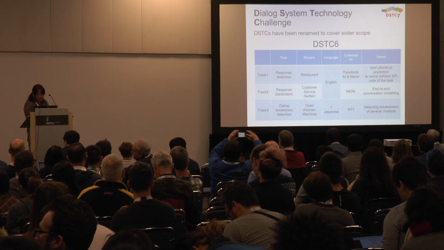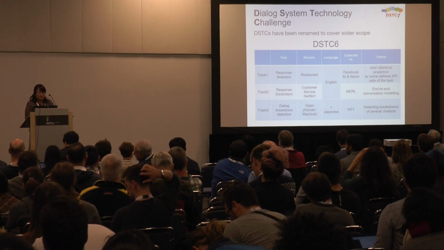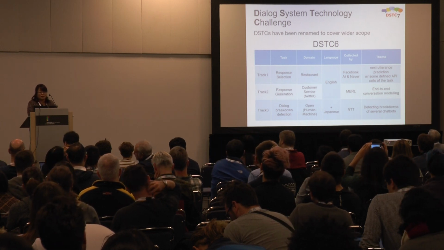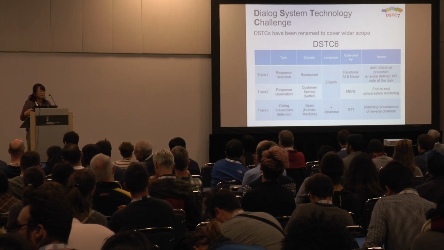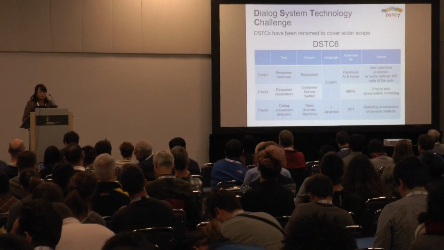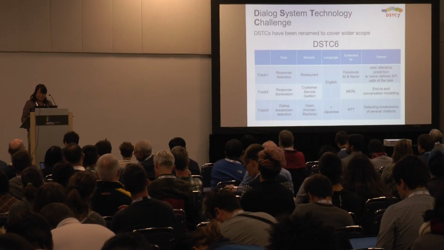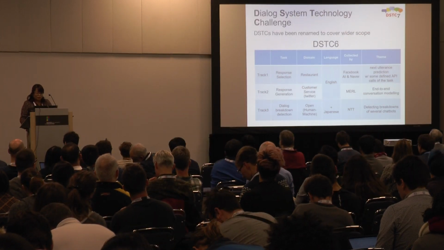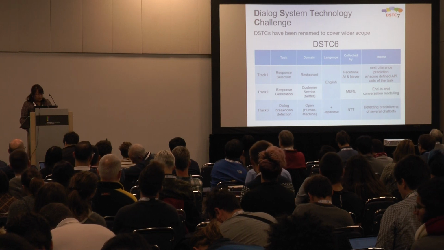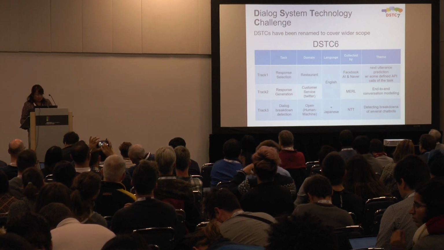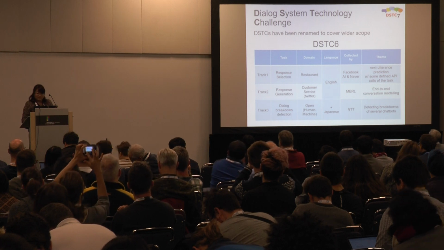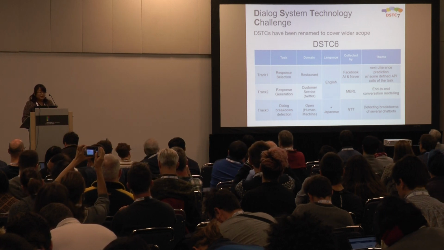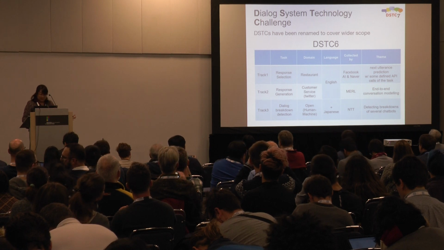So last year, we changed the name. Dialogue State Tracking Challenge is now Dialogue System Technology Challenge. We would like to cover a wider scope, and especially end-to-end technology is focused here. Track 1 is response selection. Track 2 is response generation. And track 3 is dialogue breakdown detection, which we targeted. And Facebook, Naver, and NTT prepared these last year.